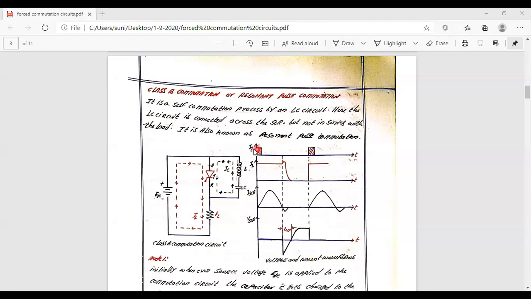This represents the gate pulse provided, and this represents the load current which is going to be flowing. So whenever the device comes to the conduction, you are going to have a load current. So the load current is going to be flowing at this particular instant. After that, what will happen?